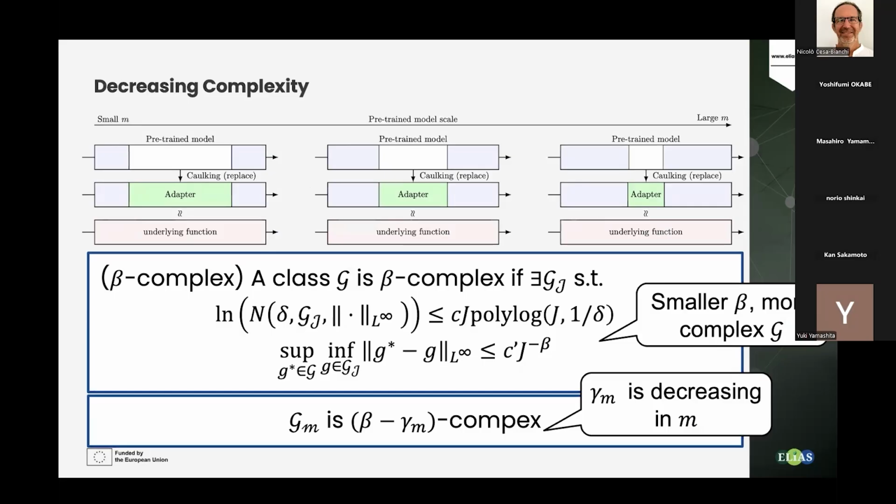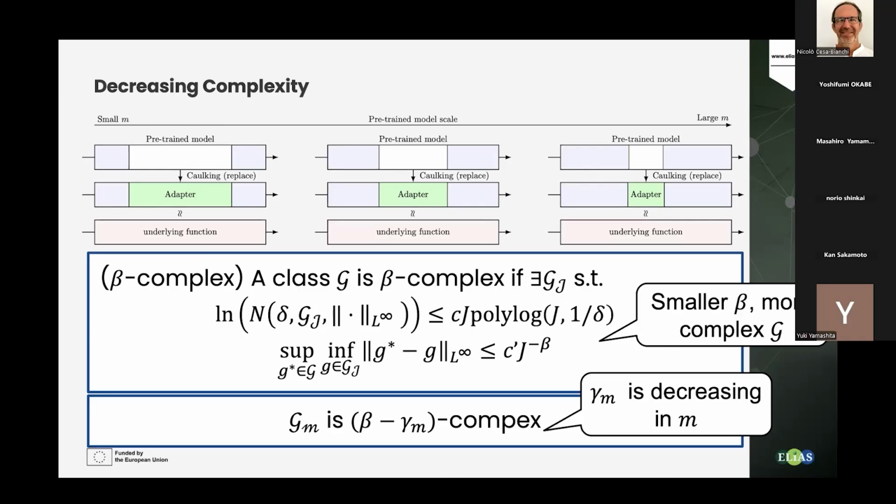In addition to that, we consider decreasing complexity. As I said, we insert some adapter model into the pre-trained model, and we additionally assume the complexity of the added adapter model gets smaller as the pre-trained sample size increases. This is an assumption about the pre-training learning algorithm: it is designed to have this behavior.